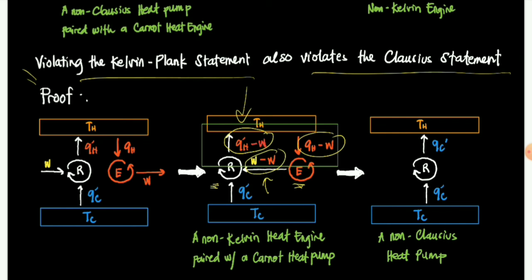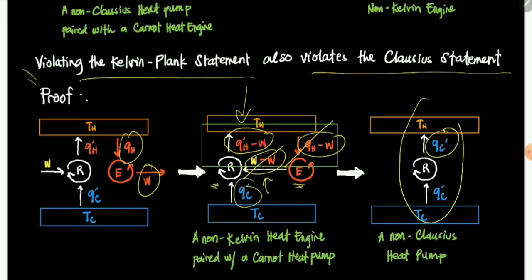So, mangyayari, since QH prime minus work is QC prime, okay? So, magiging QC na to. QH minus W is 0 kasi QH is equal to work dito. So, magiging cancel na to. Okay? And work minus work is 0. So, ibig sabihin, magkakaroon ka ng a non-Clausius heat pump. So, violation of the Kelvin-Planck statement can also violate the Clausius statement. So, ito lang yung sinasabi ng equivalence ng Clausius and Kelvin-Planck statements.